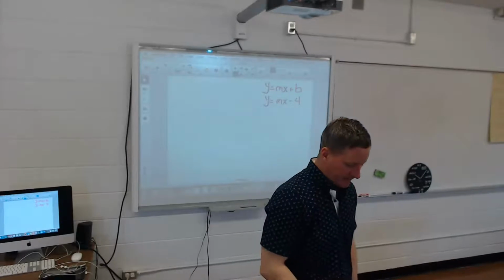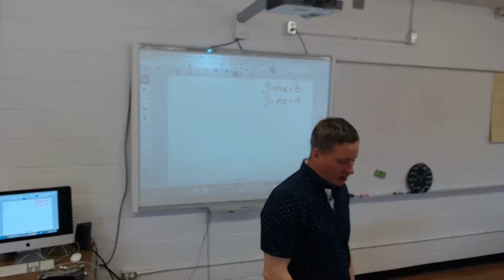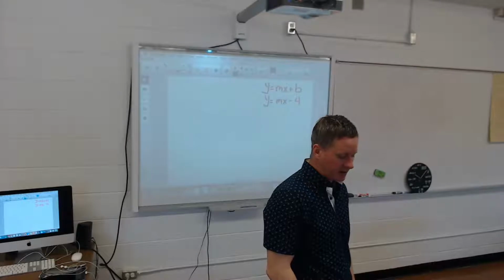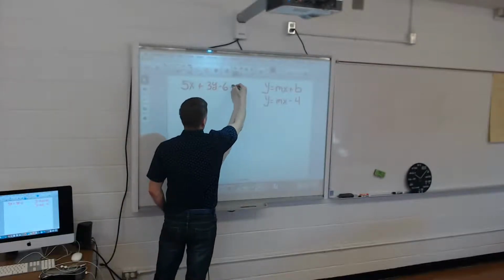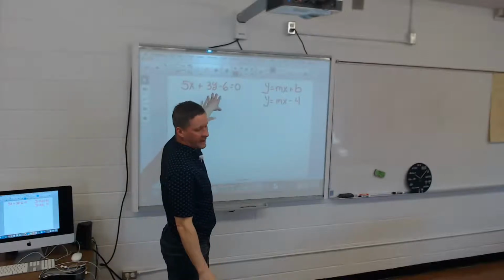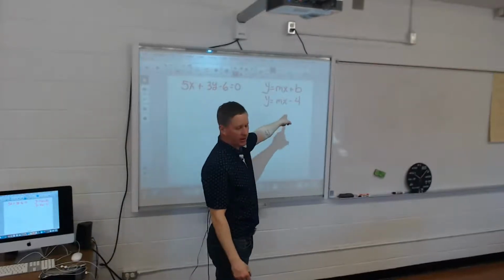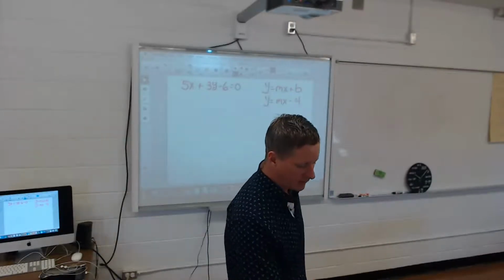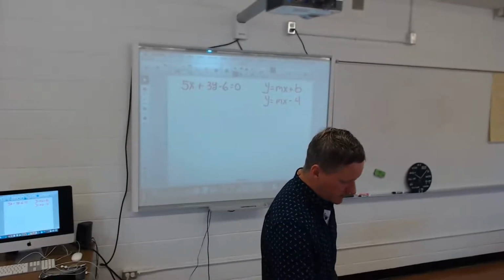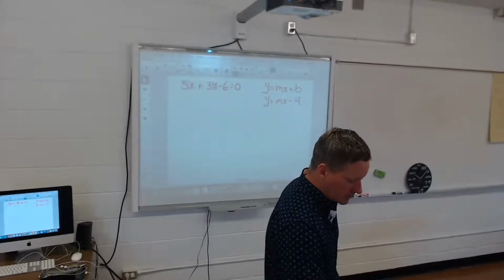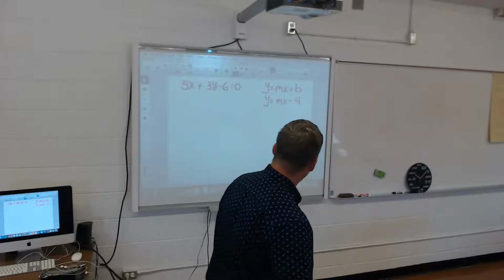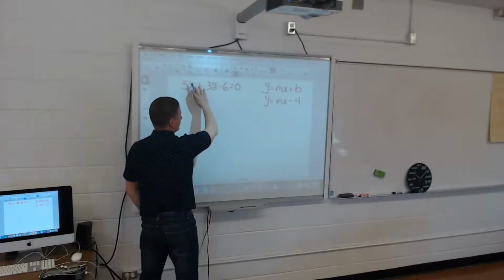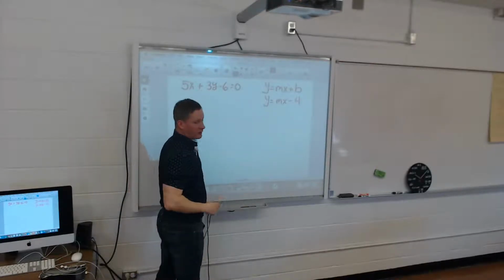So I get that. Now it says it is also parallel to the line 5x plus 3y minus 6 equals 0. So what information do I need to get from this equation to put into that equation? What am I looking for? Slope. And what do we know about the slopes of parallel lines? They're the same. That's exactly right. So let's solve for the slope of this line.